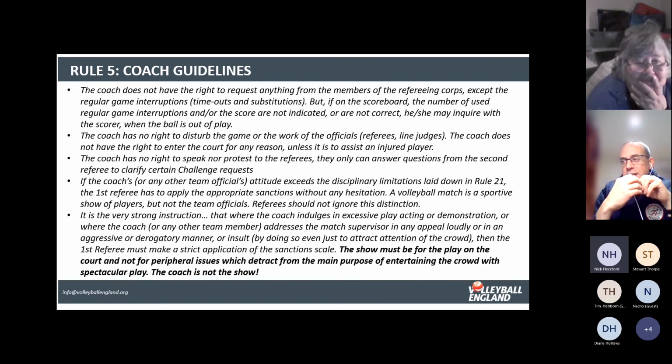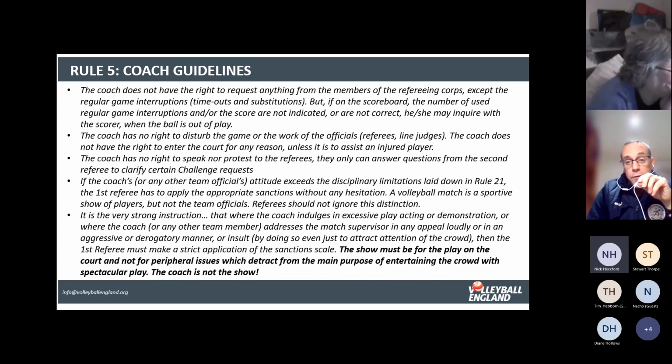This is when they're getting very annoyed about the behaviour of coaches, and one particular coach, I think a Brazilian team official. Where the coach indulges in excessive play acting or demonstration, or where the coach or any other team member addresses the match supervisor in a loud appeal or in an aggressive or derogatory manner or insult, then the first referee must make a strict application of the sanction scale.